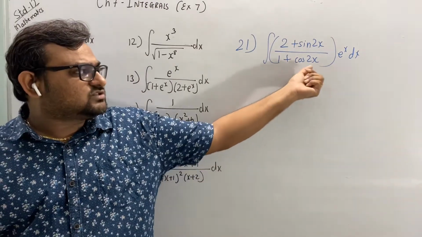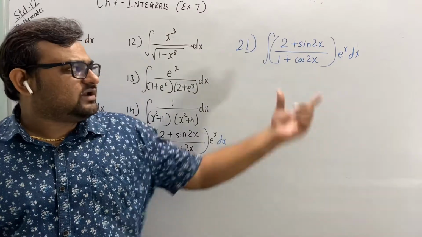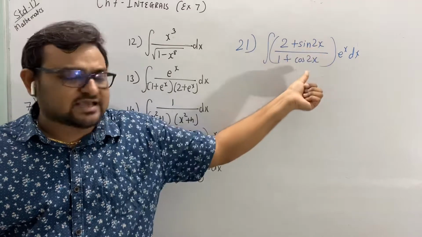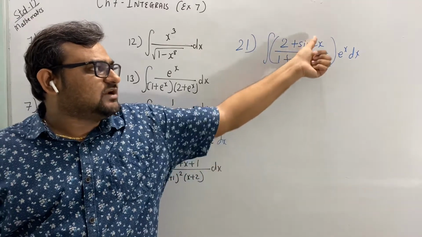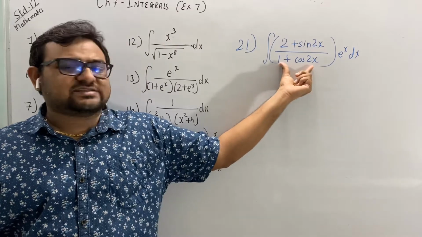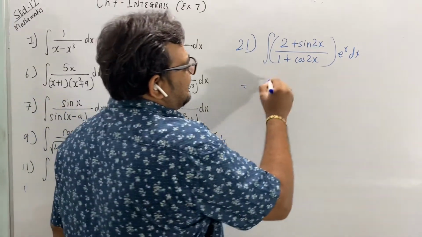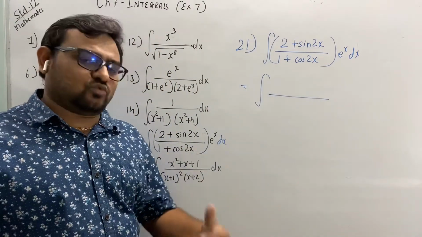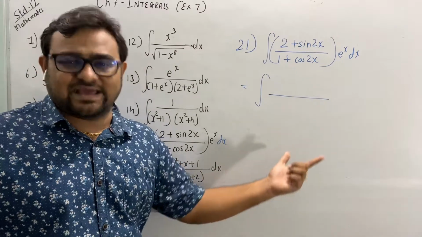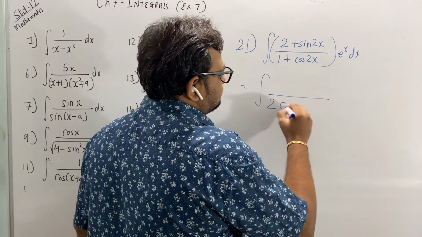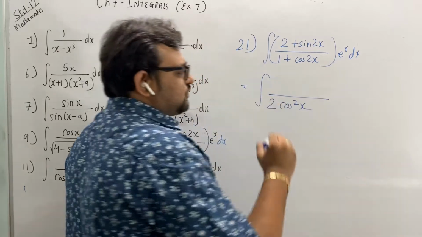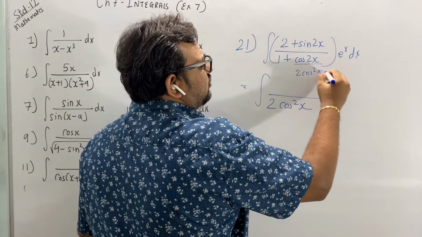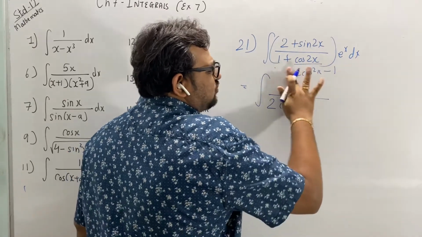Okay, so see 1 plus cos 2x. If I convert it into a single trigonometric value, what has happened? I can separate it: 2 upon 1 plus cos 2x plus sine 2x upon 1 plus cos 2x. But let's convert this 1 plus cos 2x. I can write it as 2 cos square x. In other words, cos 2x is 2 cos square x minus 1, so plus 1 minus 1, it is 2 cos square x.